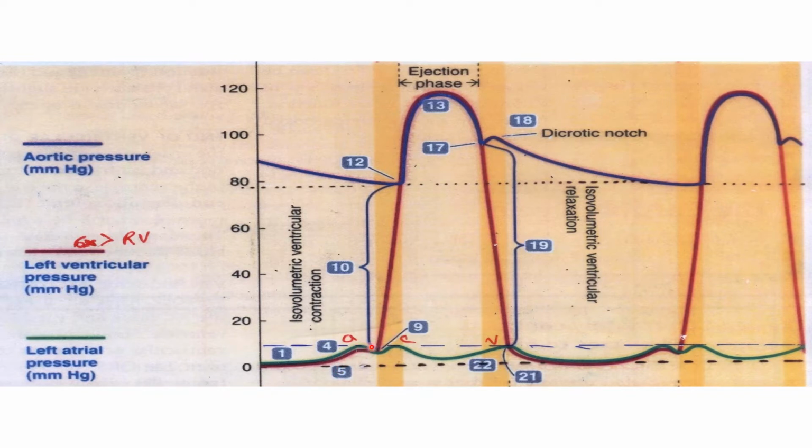Atrial systole produces increased pressure within the atrium, and this increases the force above in the atria, and the pressure in the ventricle is less. AV valve opens. When the AV valve opens, the atria are now empty because they have emptied themselves by atrial systole. The pressure in the atria is now decreased. As the ventricular contraction starts, it increases the pressure in the ventricle, and this increased pressure in the ventricle causes bulging of the AV valves into the atria.